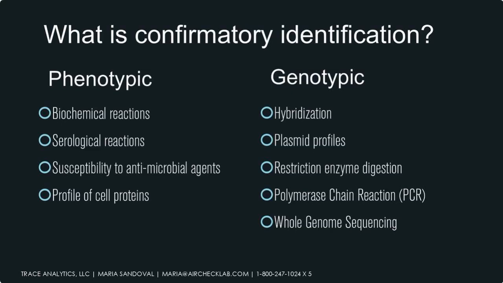And then on the other side of the road is genotypic. And that is a little bit of what it says, genotype, gene. So that's hybridization differences, plasmid profiles. What is this organism making that is specific to this organism or subspecies of this organism? Restriction enzyme digestion. Is this organism capable of chopping up this gene and these amino acids? So that's looking at the restriction enzyme profile. Polymerase chain reaction. So that's looking specifically at genes that are present and activated in these organisms. And then there's whole genome sequencing. So that's the difference between phenotype and genotype. That's metabolic biochemical versus DNA, RNA, and genotypes.